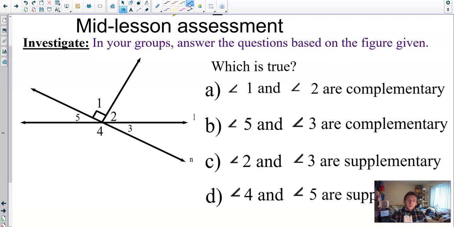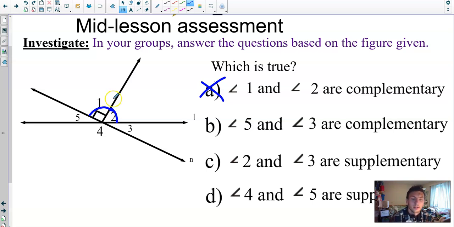Okay, so at this point, hopefully you paused the video and you have at least a guess. I'm going to go through each choice. So angle 1 and angle 2 are complementary. So here's angle 1. It goes from this line to this line. And you can see they already drew something there. So it looks like angle 1 is 90 degrees. And here's angle 2. So are angle 1 and 2 complementary? Remember that complementary means 90? No. Because angle 1 is 90 degrees on its own.